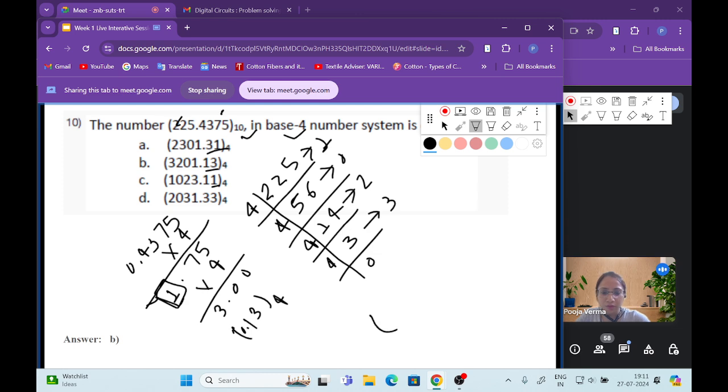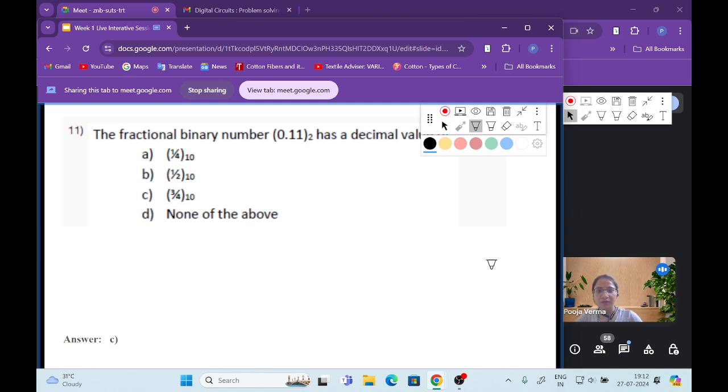Okay, so now I am writing as a whole. So you have got 3201.13 as the base 4 representation of this decimal number. Okay, so which one is the correct option? Correct option is option B, 3201.13. Okay, so I hope all of you got this. Moving to the next question.